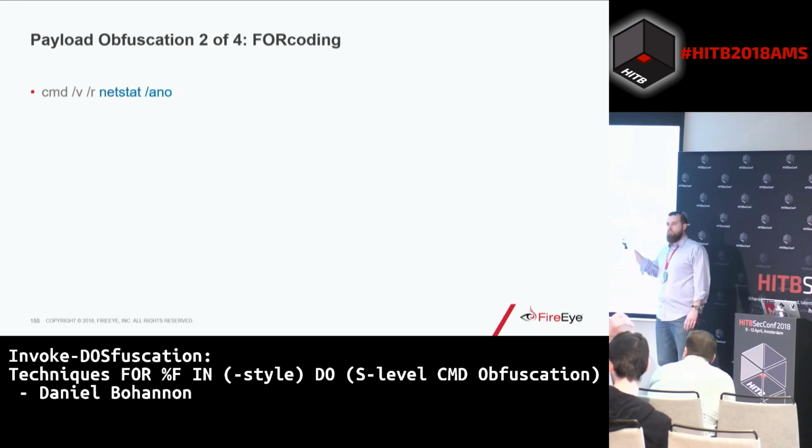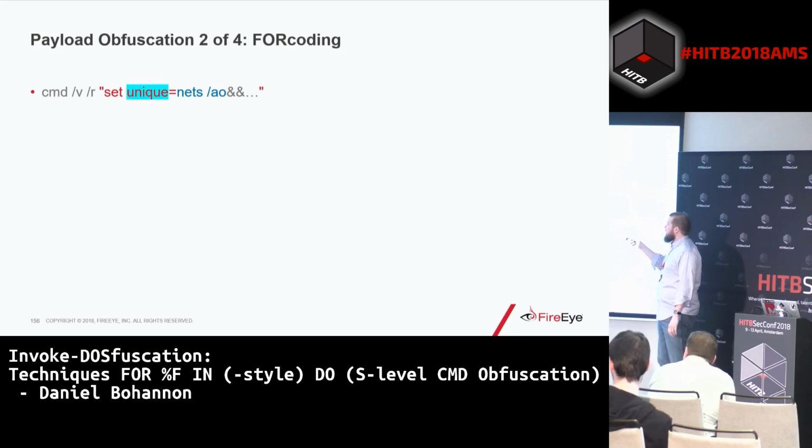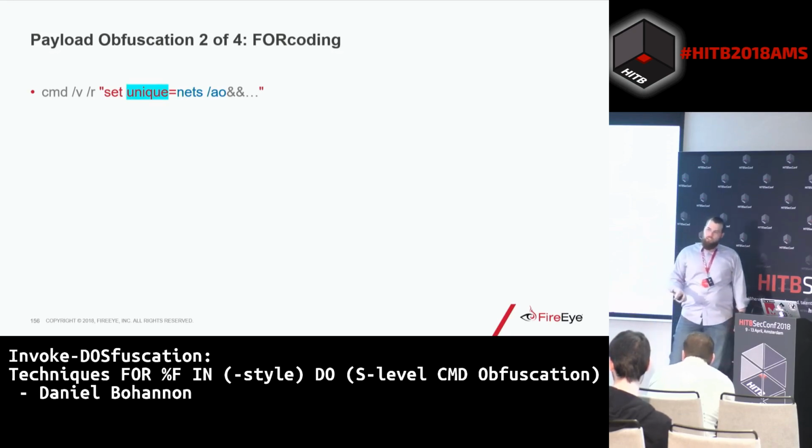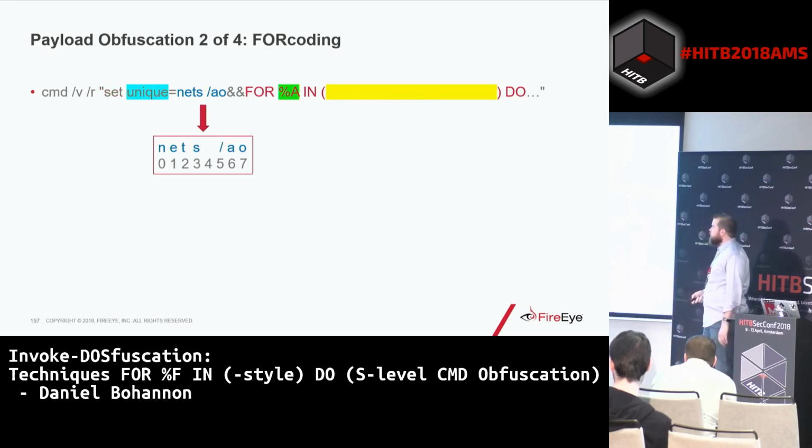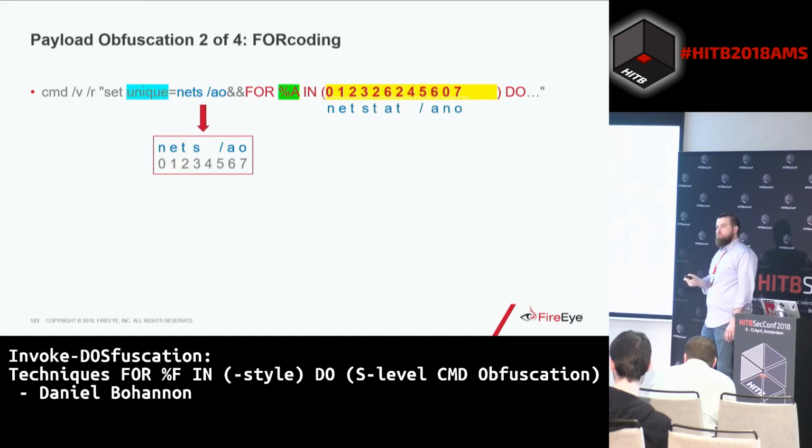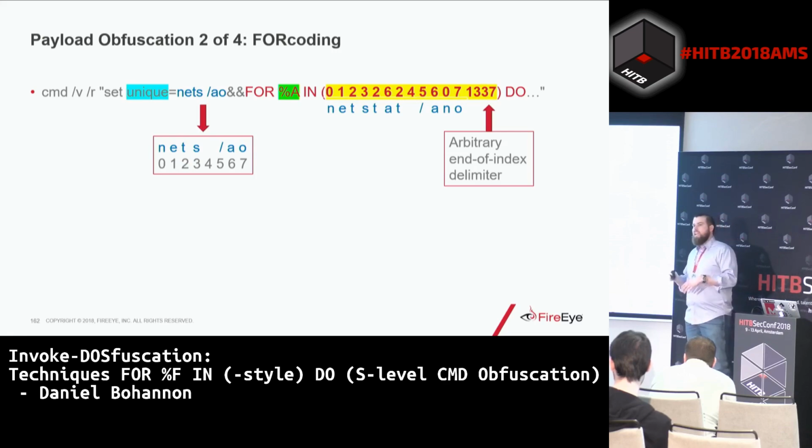For encoding, the only thing we need is the unique characters to reassemble the final command. So for netstat -ano, "nets", a space, and "-ao" are the only unique characters that we need. They can come in any order, but we're going to set that into this variable called unique. What we're then going to do is set a for loop that contains the index values to reassemble this command. So netstat is going to start with 0 for the N, 1 for the E, etc. So netstat -ano are those index values. And then we're going to end with one more value that's just kind of our bookend, saying, hey, when you hit this value, then we're done reassembling.